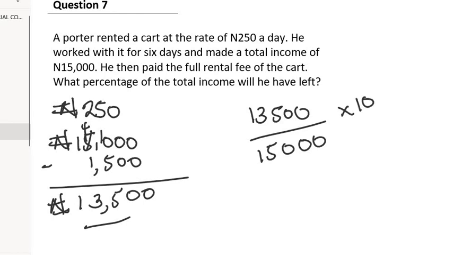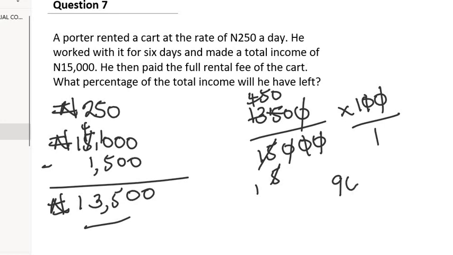times 100 over 1. 20 cancels 20. This 0 cancels this 0. What can go? 3 here, 5. 3 here, 4, remainder 1. Put it here. 15 divided by 3, 5. Then this 0, bring it here, 450. 5 into 45, 9, bring down 0. So the answer will be 90%.